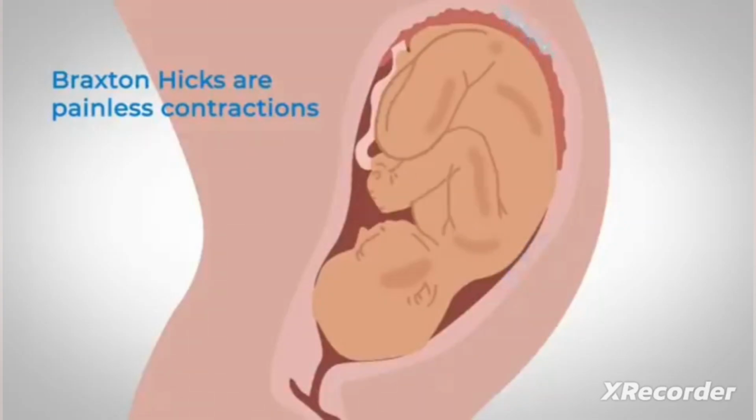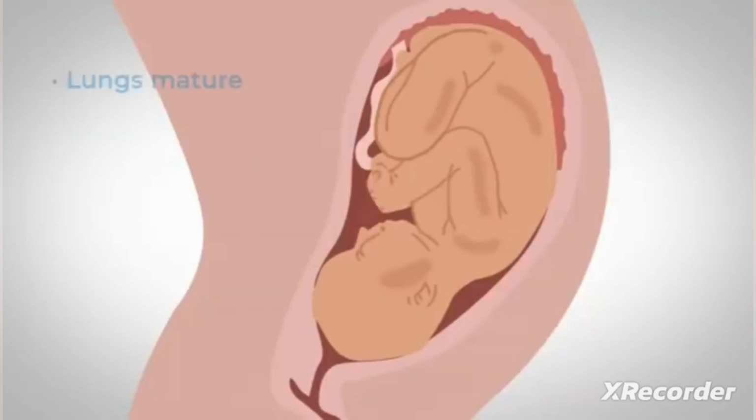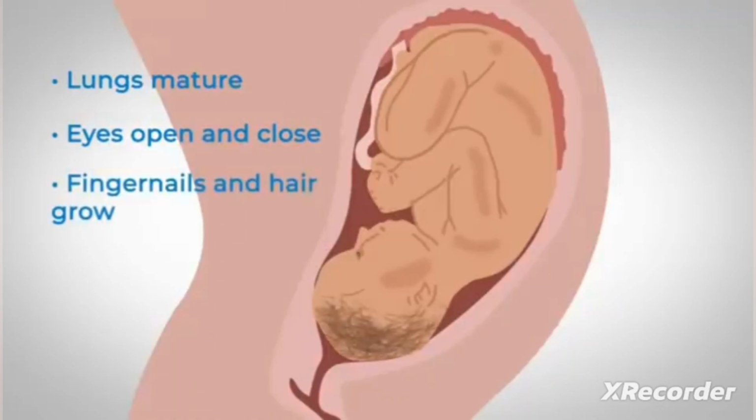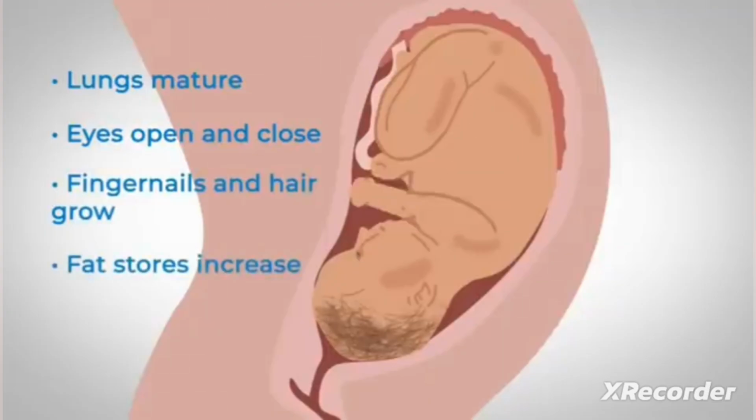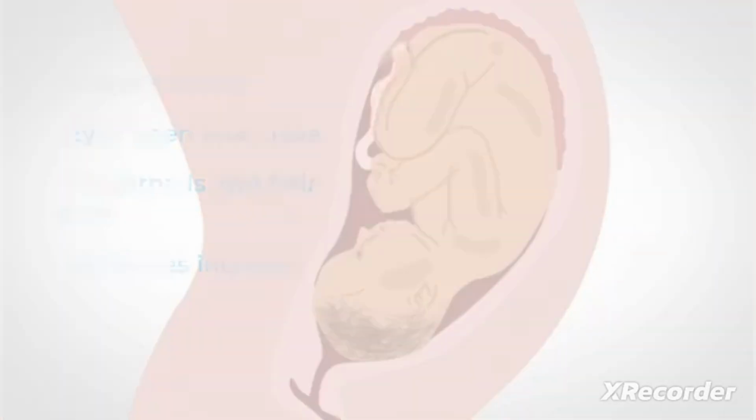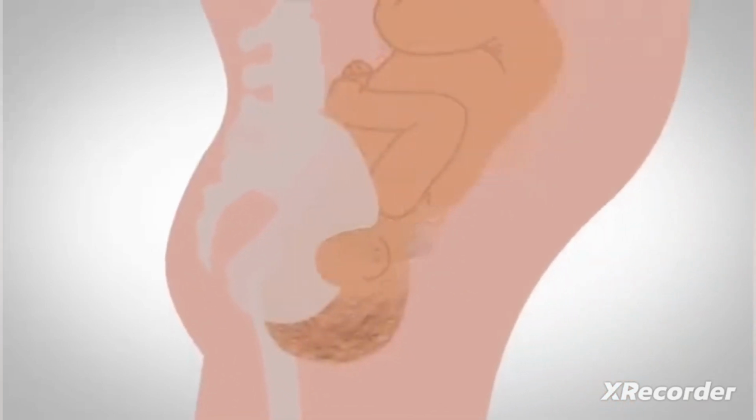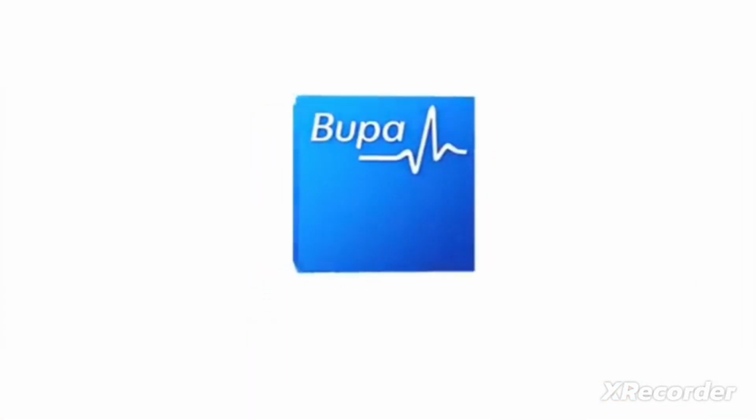Your baby's lungs mature even though they don't work properly until birth. His or her eyes will start to open and close, and their fingernails and hair will grow. Your baby's fat storage will increase in preparation for the birth. Toward the end of your pregnancy, your baby will prepare for birth by dropping down into your pelvis. It isn't long now until you meet your baby.